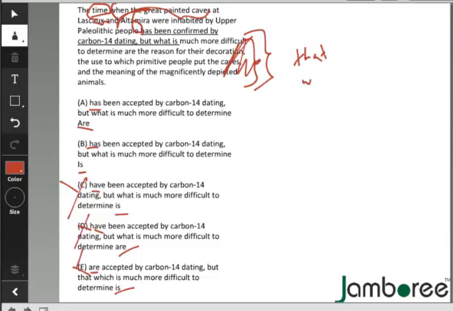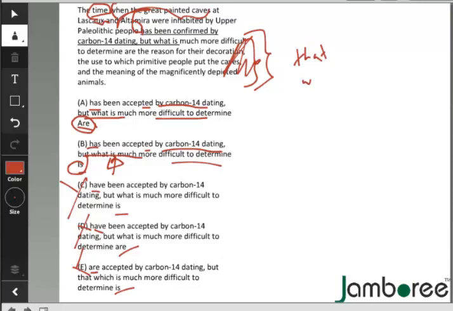Now let's see, "has been accepted," okay, has. We are doing horizontal scanning, just comparing these two options. Bicarbon, all till here there is no difference, but what is much more difficult to determine, this is the only point of difference. So what is it going to be, is or are? What is much more difficult to determine? Is.